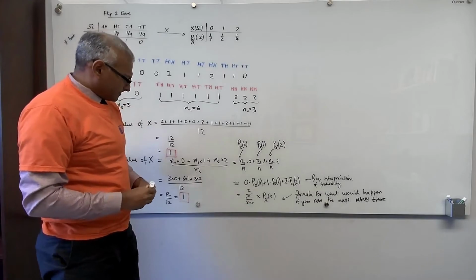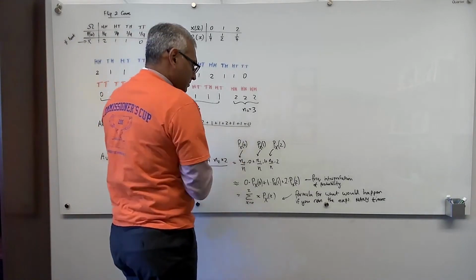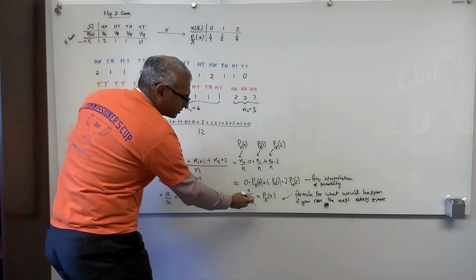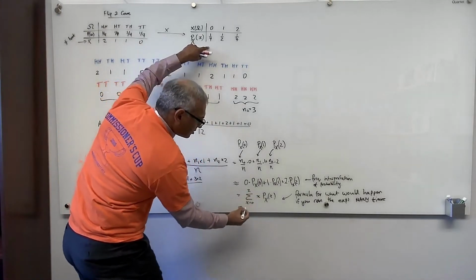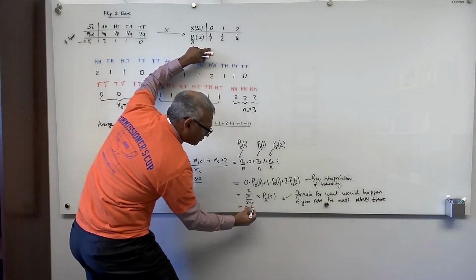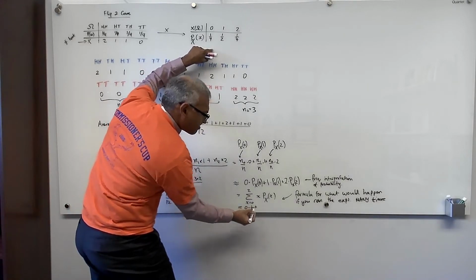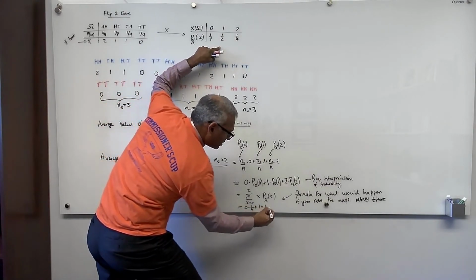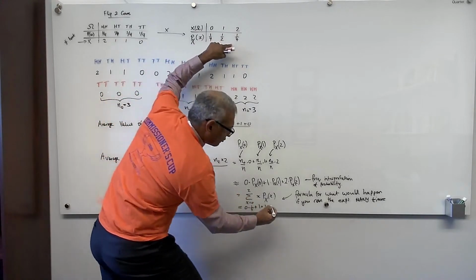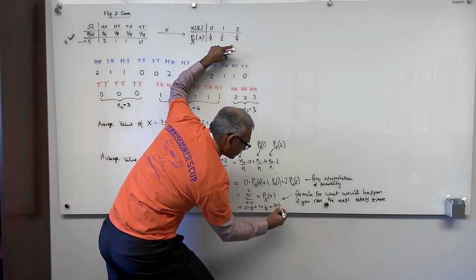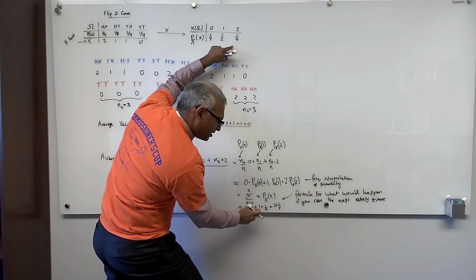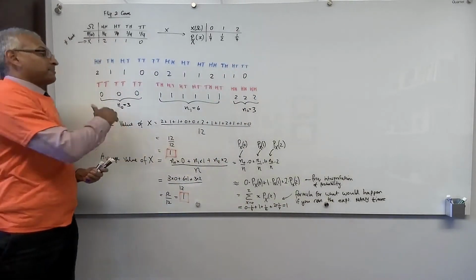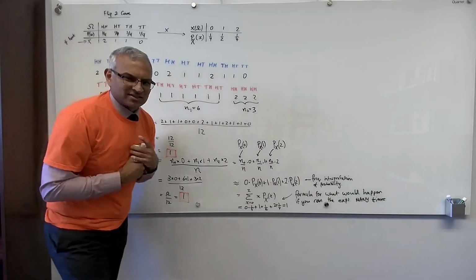Okay? And let's see what this formula says. What the formula says is that it is equal to 0 times 1/4 plus 1 times 1/2 plus 2 times 1/4. So 0 plus a half plus a half, which is 1. And indeed, that's what we happen to observe in this experiment, but that's because I constructed the experiment.